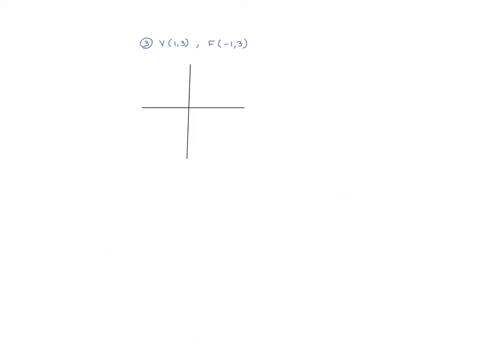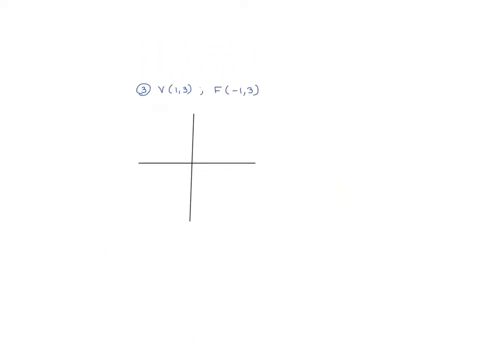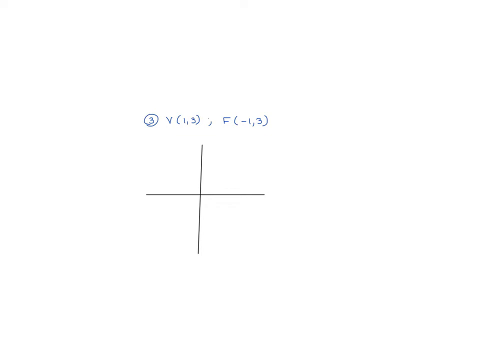Let's try the next one. The next one is given a vertex and a focus. Notice this time my vertex is not at the origin. So this time, remember, this is h, this is k.